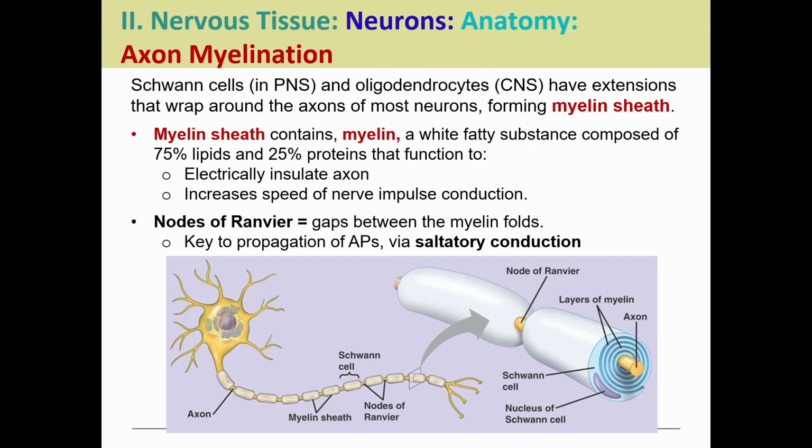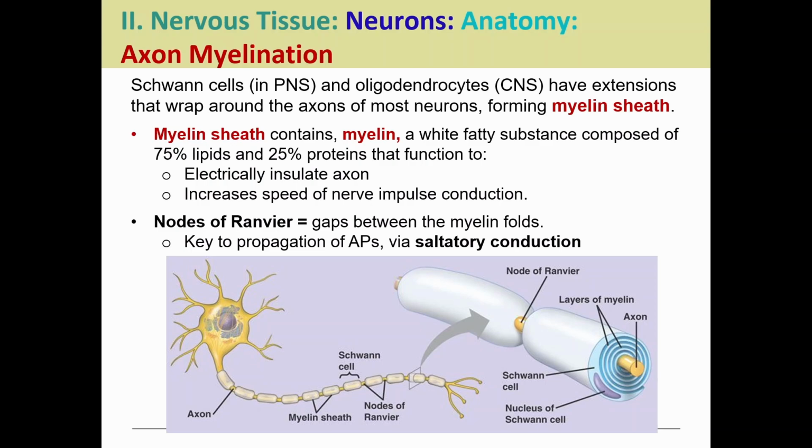So let's talk about the myelin sheath consistency first. Like, what is it made of? So this is going to be made of myelin, right? Myelin is a very lipid-based substance, a fatty substance that is basically 75% lipids, 25% proteins, right? I'm not worried about you memorizing that, but you should know this is a lipid-based component.